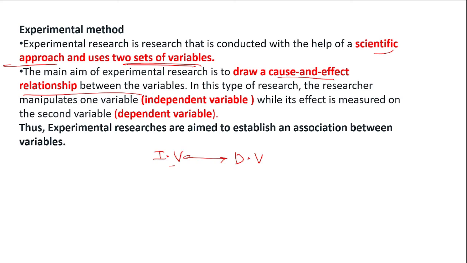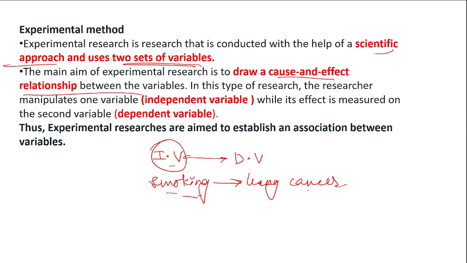Okay, so here independent variable, let's see an example. Smoking causes lung cancer. So here smoking is the independent variable and lung cancer is the dependent variable. Smoking causes lung cancer means here the researcher can find what is the effect of smoking on lung cancer.